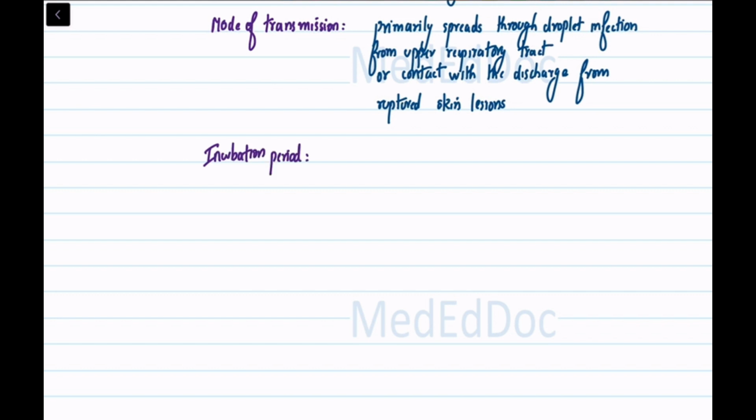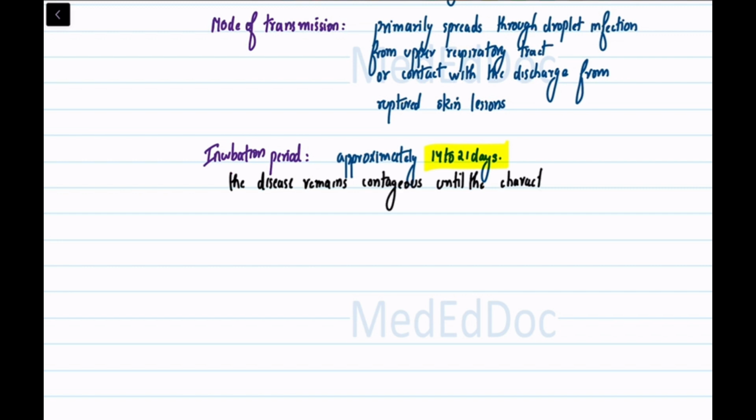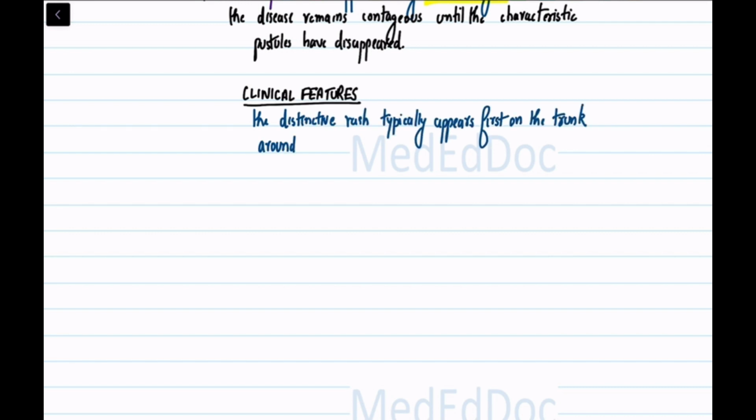The incubation period is approximately 14 to 21 days. The disease remains contagious until the characteristic pustules have disappeared. Clinical features. The distinctive rash typically appears first on the trunk around the second day of illness and then progresses to the face and limbs. The lesions are maximum on the trunk and minimum on the periphery of the limbs.